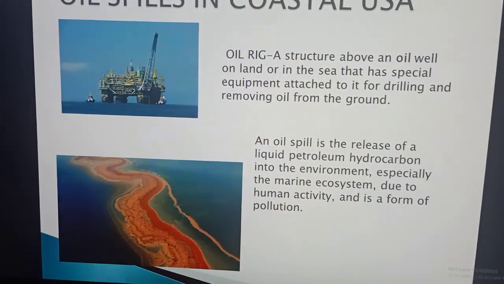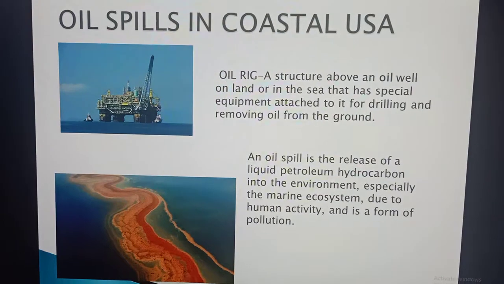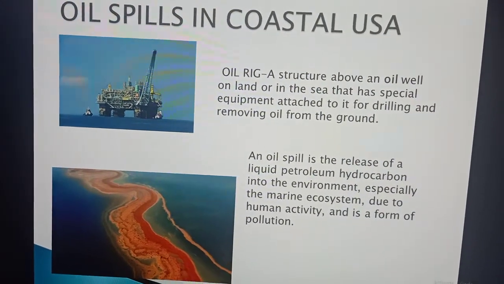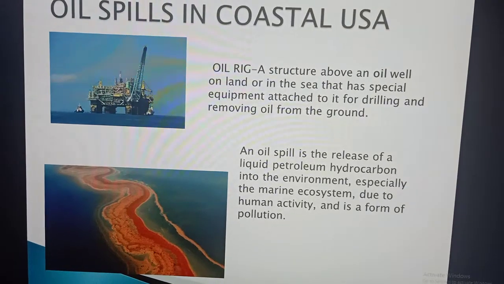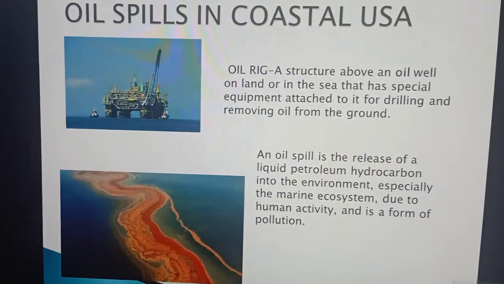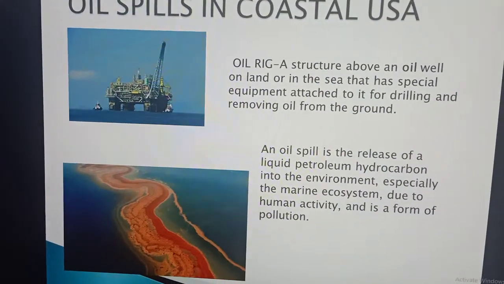So children, there are certain conditions under which oil spill takes place. It occurs during drilling operations, cleaning of tankers, and leaks from pipelines and storage tanks. Here you can see in the picture given below, this is an example of an oil spill.